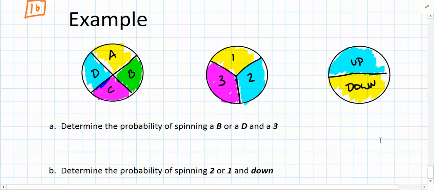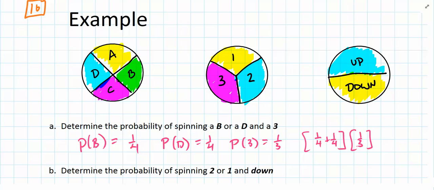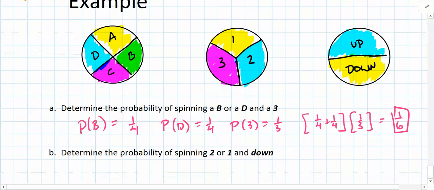What's the probability of getting a B or a D and a 3? That seems really hard, but we are smart because we understand the difference between and and or. So here we go. What's the probability of getting a B? 1/4. What's the probability of getting a D? Also 1/4. What's the probability of getting a 3? 1/3. So B or D, or means add: 1/4 plus 1/4, and means multiply, times 1/3. So 1/4 plus 1/4 is 1/2, times 1/3 is 1/6. There you go. How easy is that? All right. Do part B on your own right now. Tell me what you get.